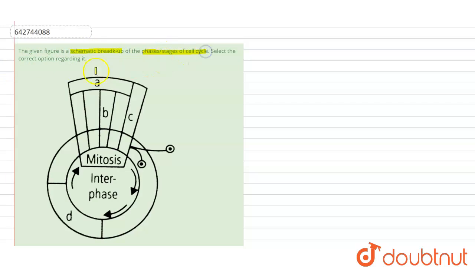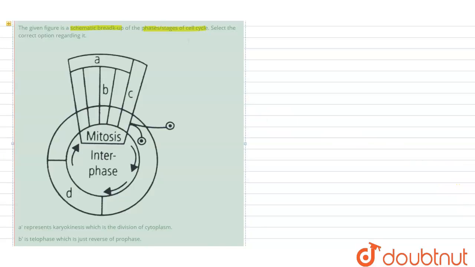Hello students, in this question there is a schematic breakup given for the phases or the stages of the cell cycle, and there are certain options given here. So we have to select the correct options from these four options which are given here. So these are the options, A, B, C and D stage, and what they actually represent.